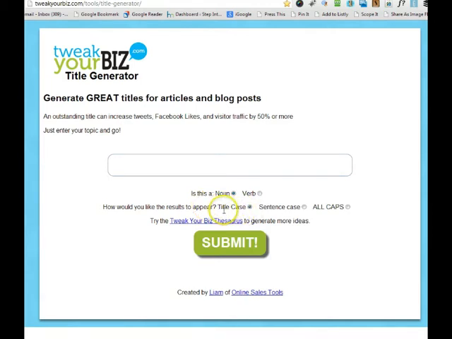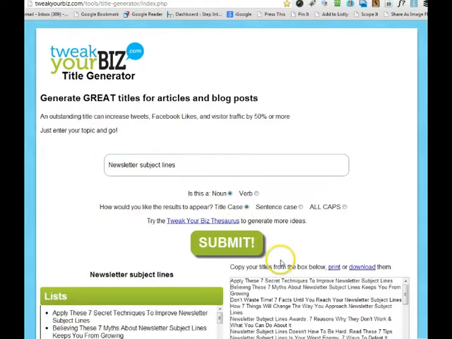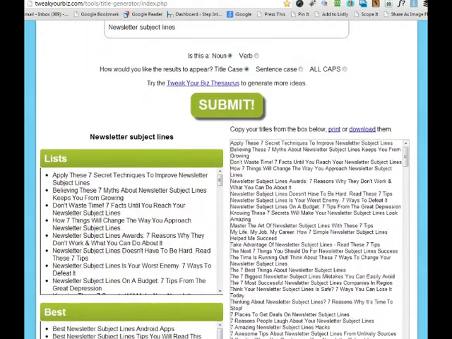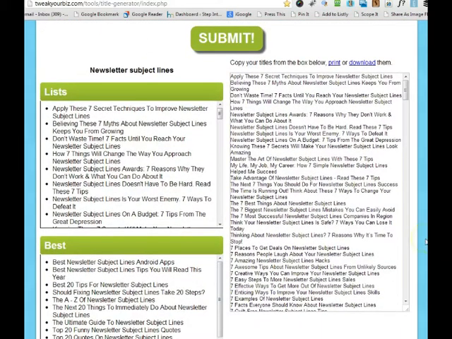As a title, in other words, every word with a capital, like a sentence, so just the first word with a capital, or in all caps. And you can just put your ideas in here. So for example, I could put newsletter subject lines, perhaps, and click on submit. And then what you get is all of these ideas for not only subject lines, but also ideas to help you come up with what to write about in the article that you're working on. And it gives you all sorts of categories.